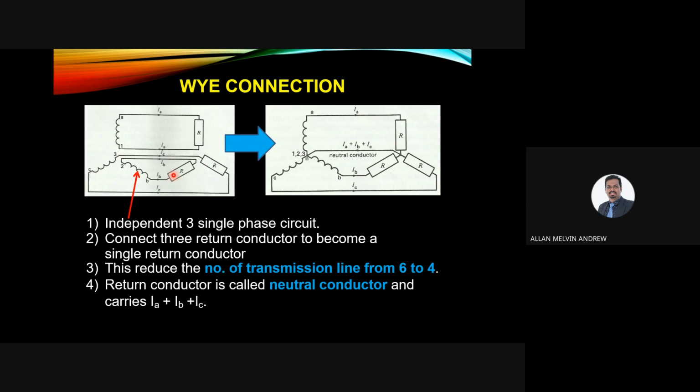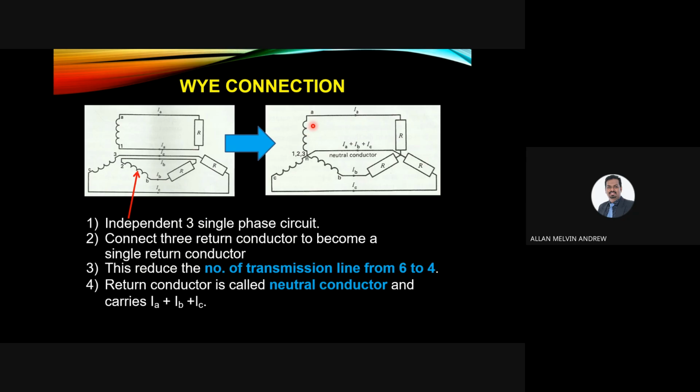Usually the three-phase system will be three single phase circuits. So this is for the first one, second one, and third one. What we will do is connect these three return conductors to become one single return conductor like this. So using this Y connection, we are creating a combination, a single return conductor.